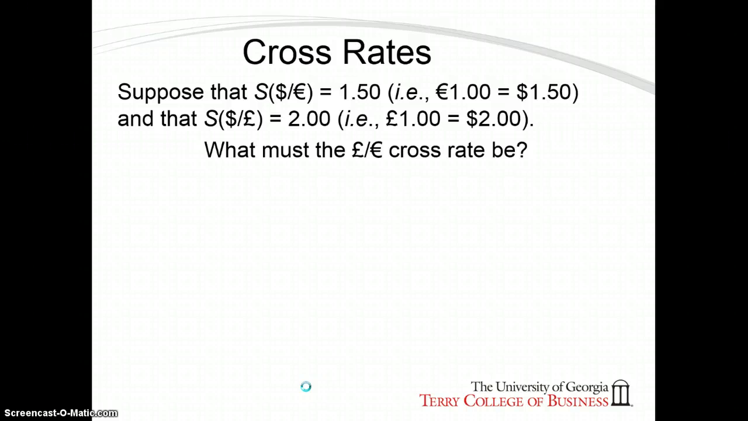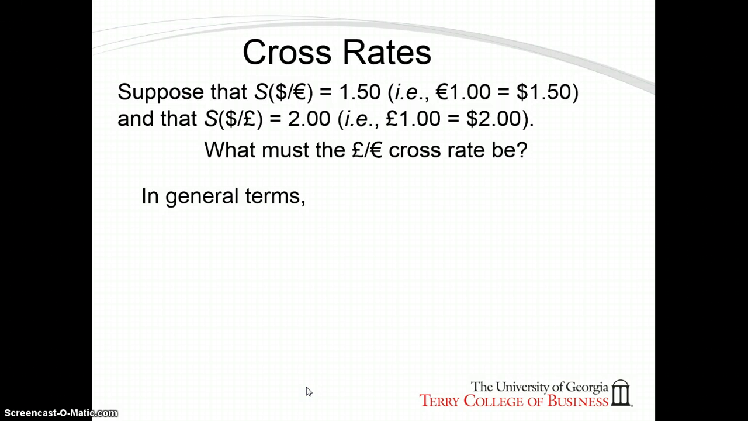Let's begin our discussion of cross rates with a very simple example that ignores bid-ask spreads. Suppose that the dollars per euro spot rate is $1.50, which implies that 1 euro costs $1.50. At the same time, the dollars per pound spot rate is 2.0, implying that 1 pound costs $2. Given these rates, what would the pounds per euro cross rate equal?